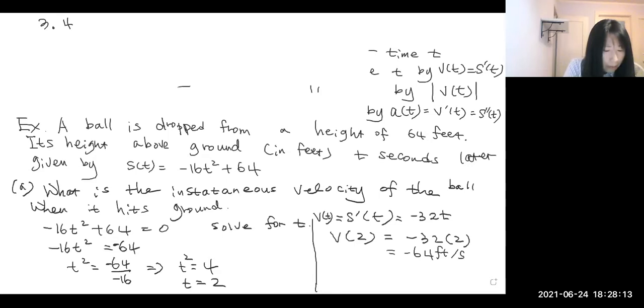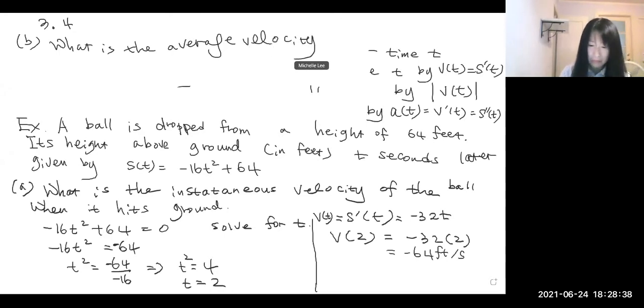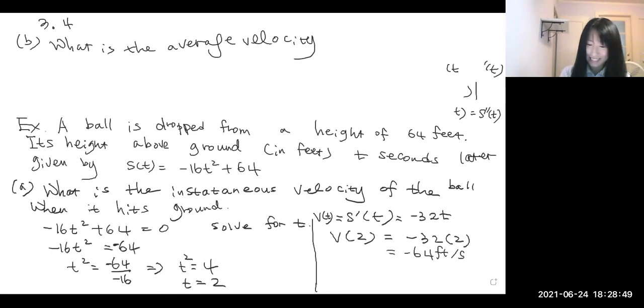So let me write down the problem first. What is the average velocity? Do you remember how you find this one? Absolute value of v of t. This is speed. Absolute value of velocity is the speed. Oh, okay, so S prime of t. Is it S prime of t?